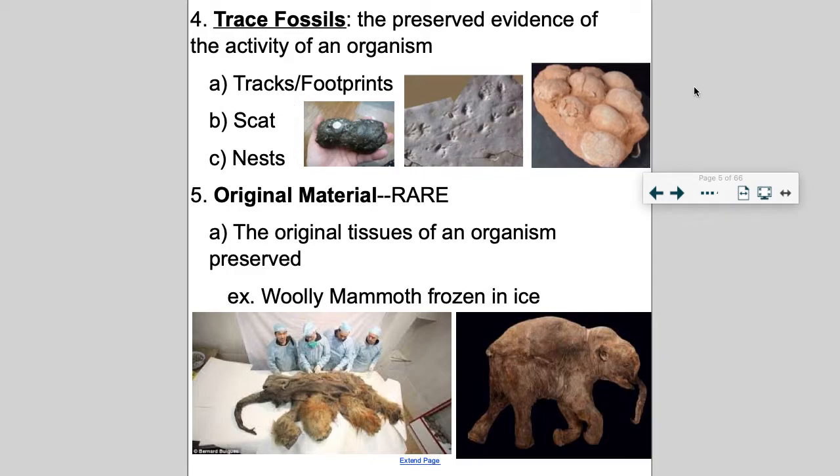So, scat nests, as you can see here. That's evidence of a living organism. These guys were not born yet. So, yeah, trace fossils. Yeah, look, I got it right. Woolly mammoth. Look at me go.